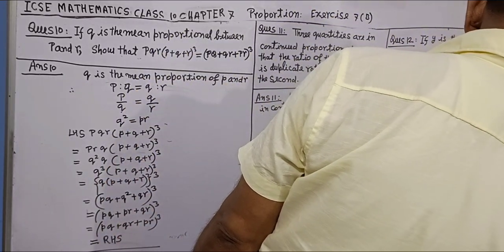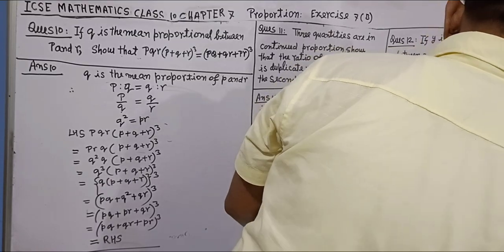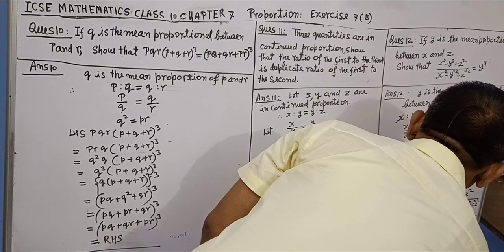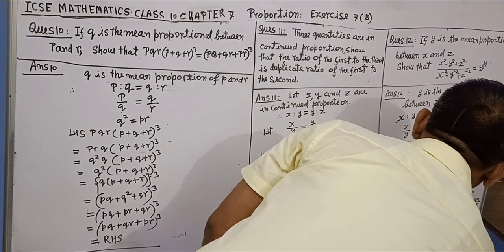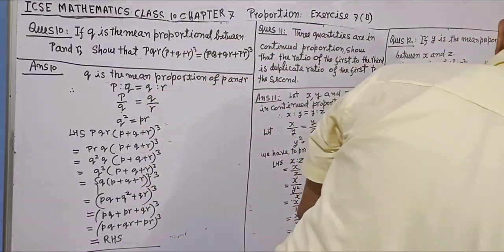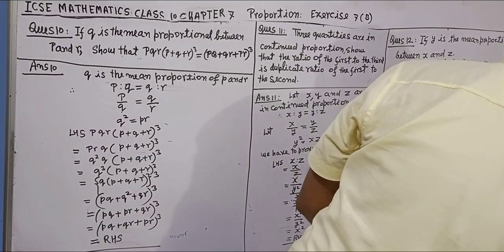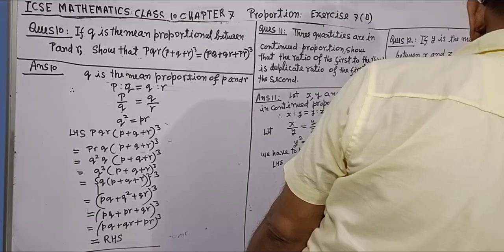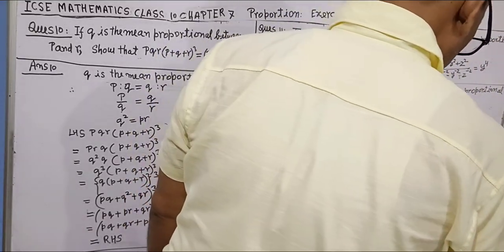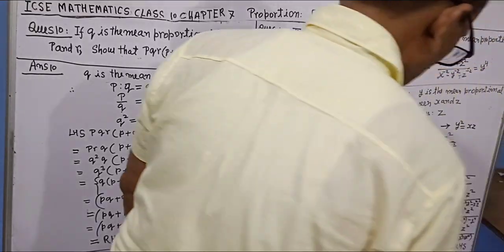So z square plus x square minus y square is cancelled out by z square plus x square minus y square, and x square y square is cancelled out, so we get y square into y square, which is y to the power 4, equal to the right hand side. That's all.